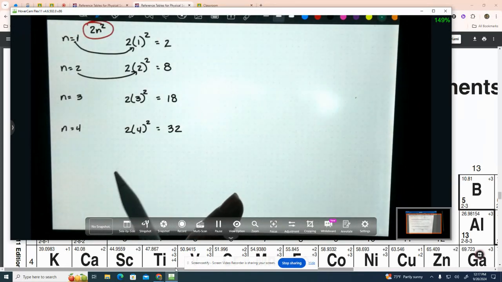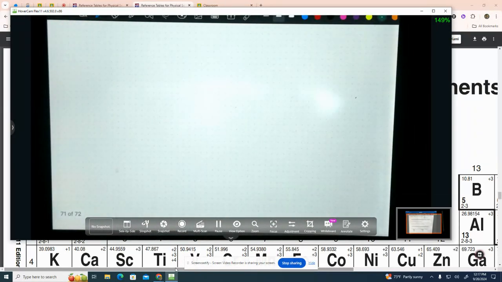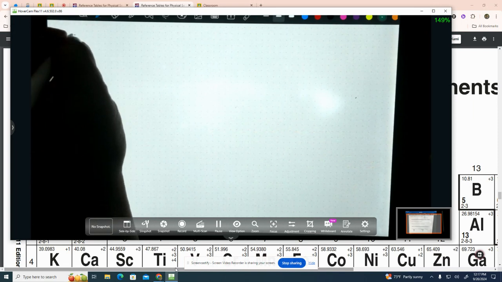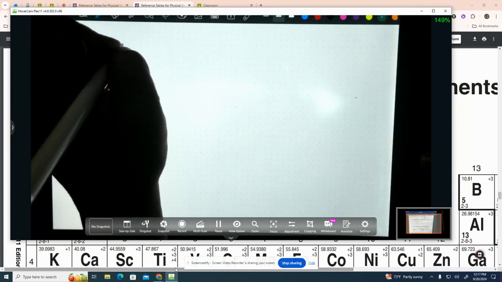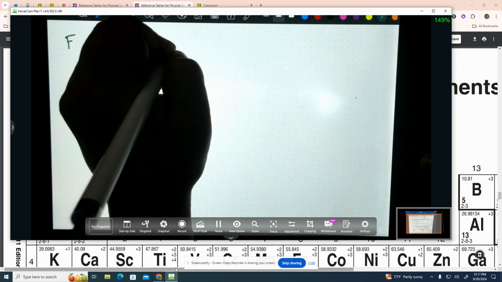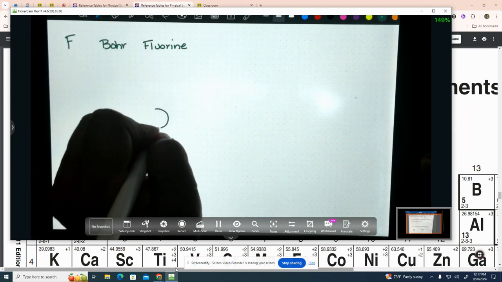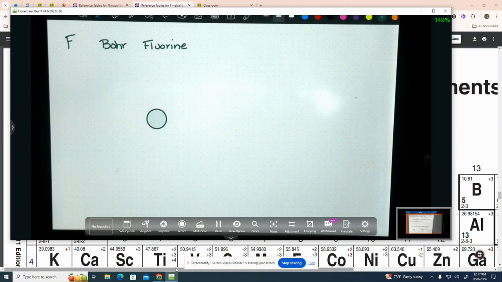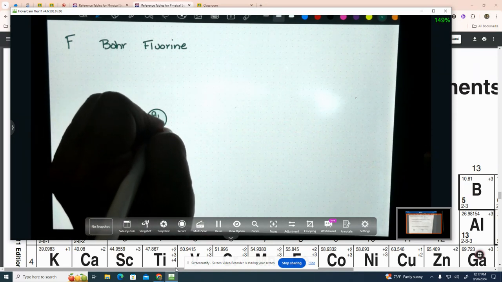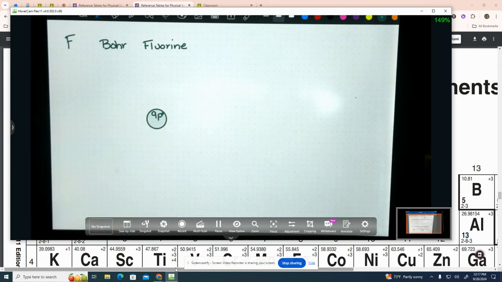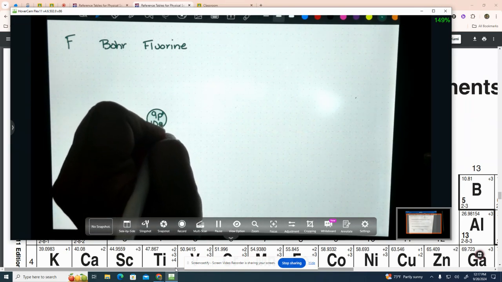Let me get another clean piece of paper. Let's draw another one. Let's draw fluorine this time. So let's draw the Bohr diagram for fluorine. Let's put fluorine's nucleus in the middle. How many protons does it get? 9 protons. Squeeze that little P plus in there. How many neutrons would it have when it's in the most abundant fluorine? 10. Excelente.